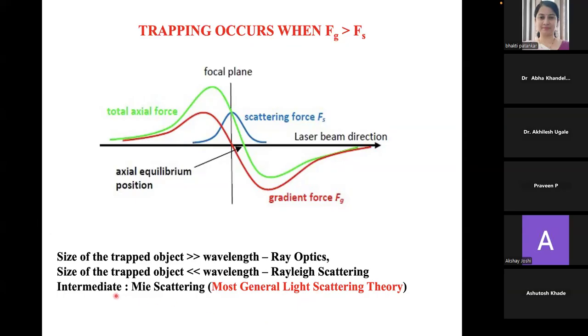Now, what is the most general scattering technique used? The most general scattering technique is the Mie scattering, wherein you write the full Mie theory to calculate the forces on the trapped bead. I'm sure experts in the audience will immediately see some relevance to various other scattering phenomena encountered in physics, be it in nuclear physics or even in condensed matter.